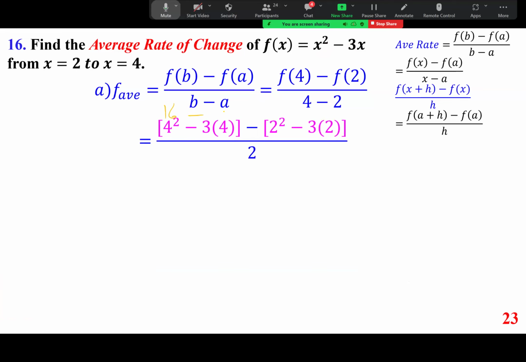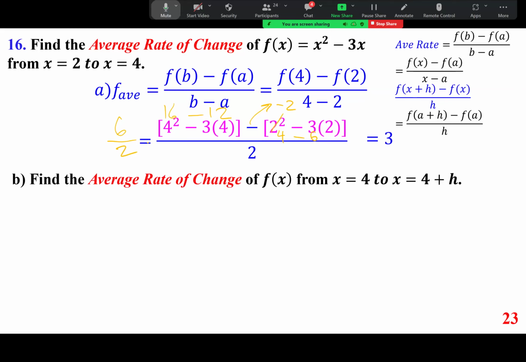16 minus 12, 4 minus 6 minus 2. That makes it plus. So 16 minus 12 is 4 plus 2, 6 halves, or 3.